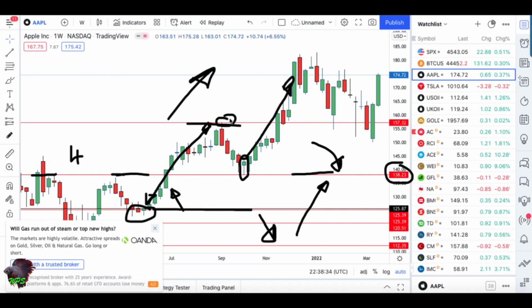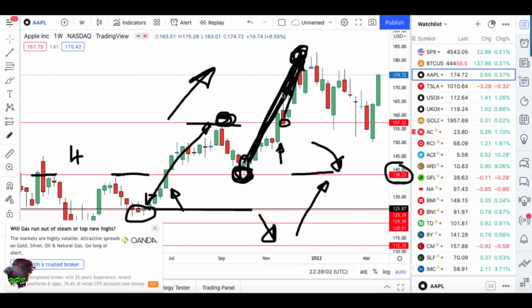Okay, we have another resistance here that was broken with this candle right there. Okay, market comes down, retest. You can see this red candle here retesting it, probably on a smaller time frame, and we have another entry into the market. Now we have a swing from this level here, 138, all the way to 182. Okay, this is our new swing, guys.